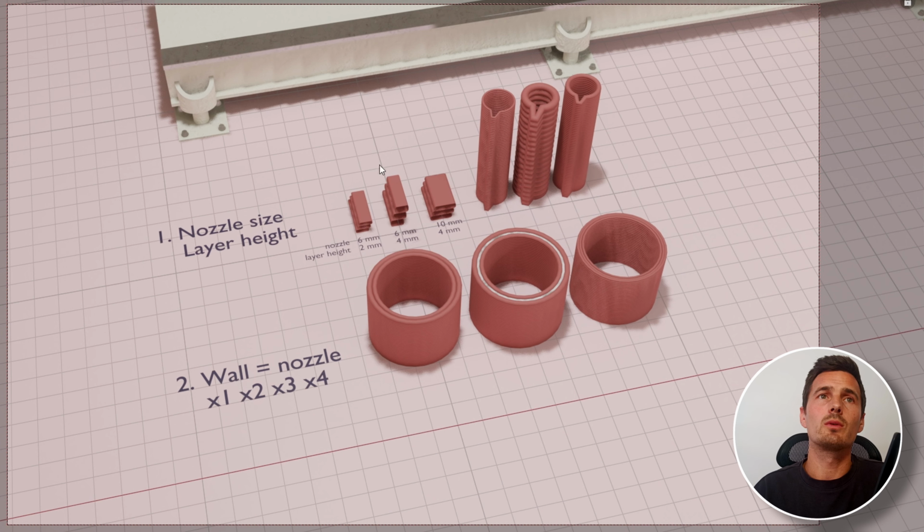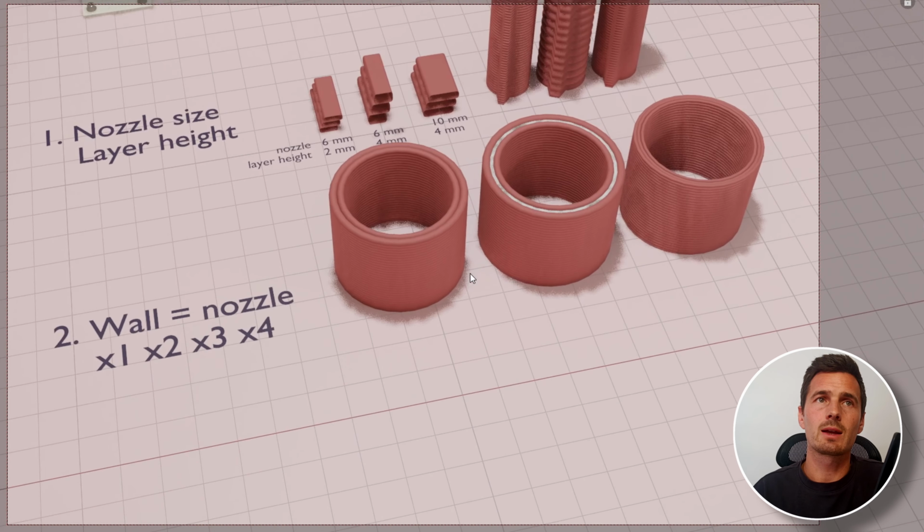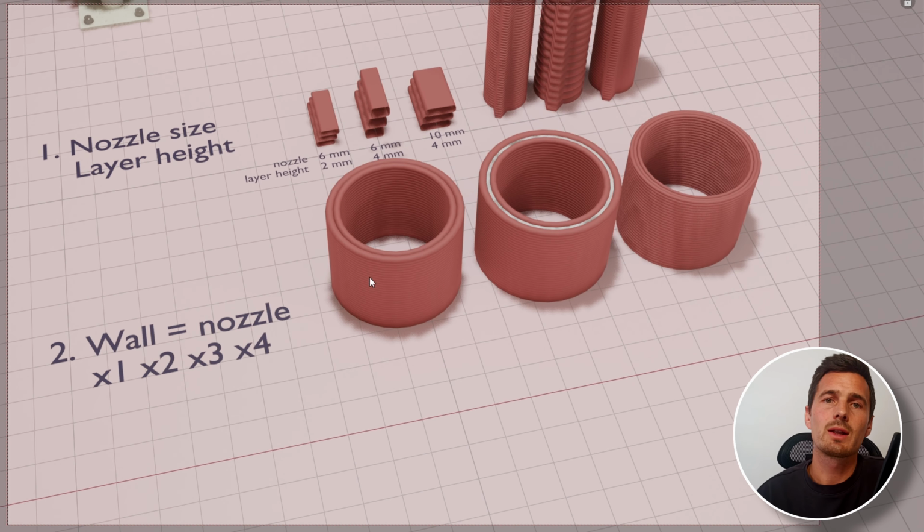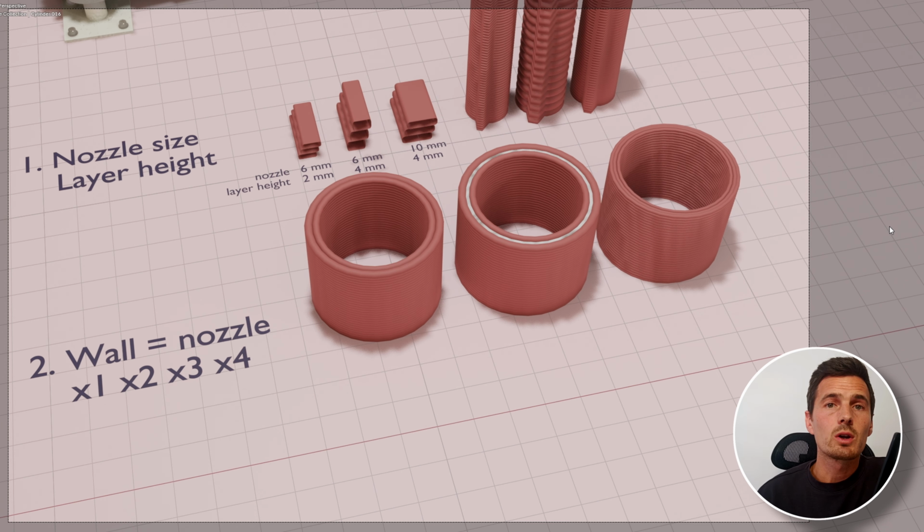If you think about your nozzle size correctly, you want to make sure that your objects use a multiple of the wall thickness. If you are going to design an object of 16 millimeters, you can use a nozzle of 8 millimeters and do 2 contours. For example, what you see here on the left.